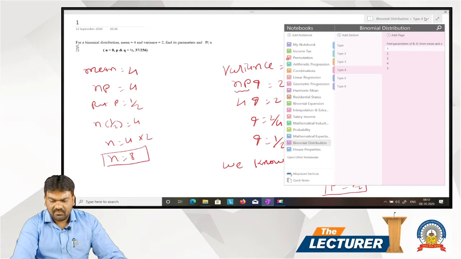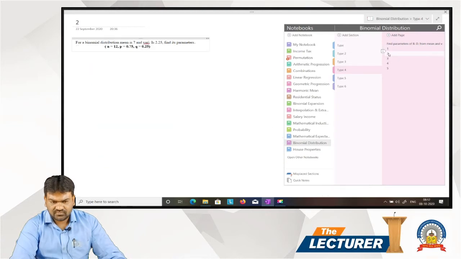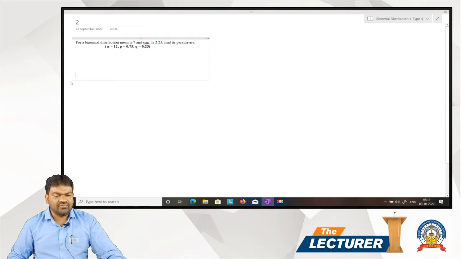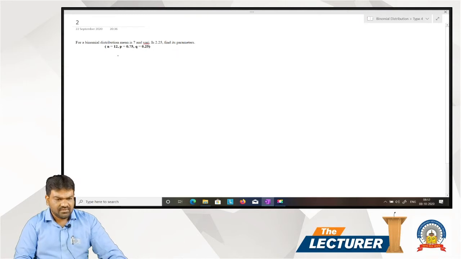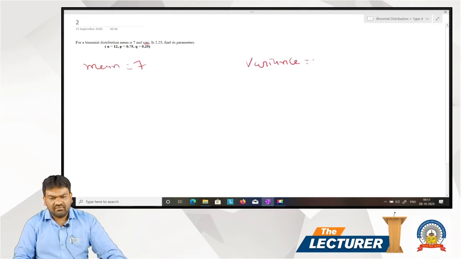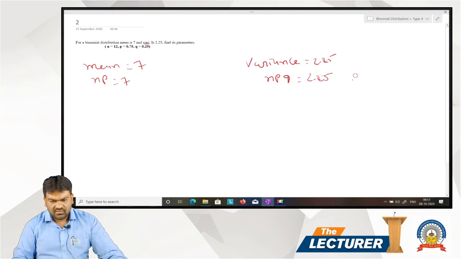Next, example number 2. For a binomial distribution, mean is equal to 7 and variance is equal to 2.25, find its parameters. Here mean is given 7, variance is given 2.25. Mean is equal to np, np is equal to 7, variance is equal to npq is equal to 2.25. Put np is equal to 7.